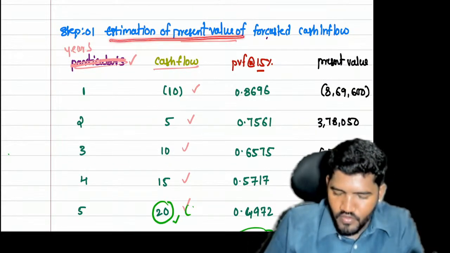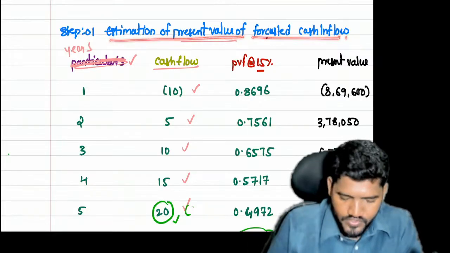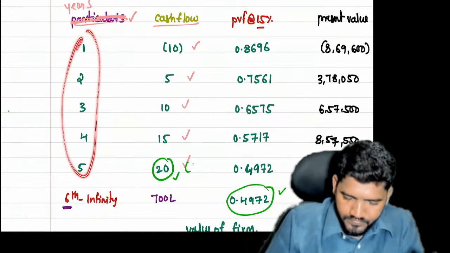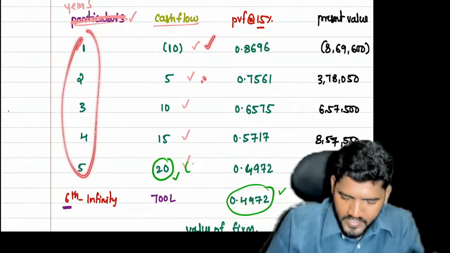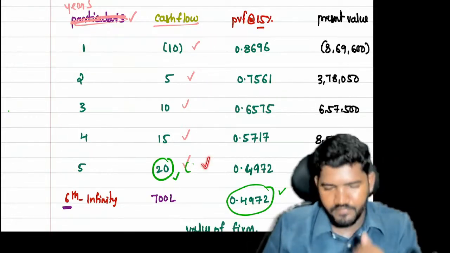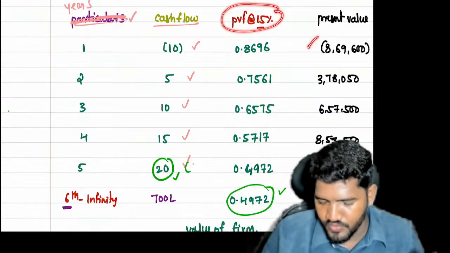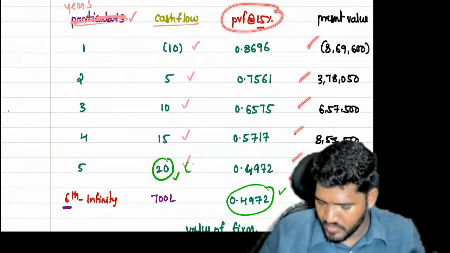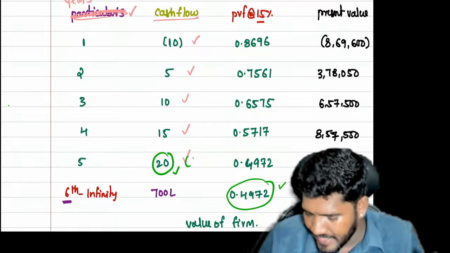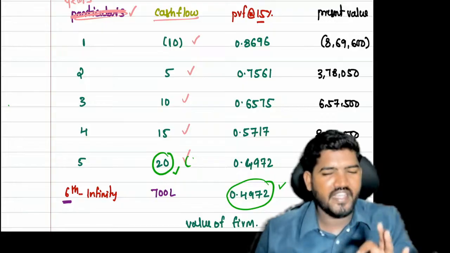Estimation of present value of forecasted cash inflows. Year 1 to 5: first year negative, second year 5, third year 10, fourth year 25, fifth year 20. So if you multiply with the present value factor, you will get the present values. So this 348.04 lakh is not the value. Why? Because this is the value of forecasted cash inflow.